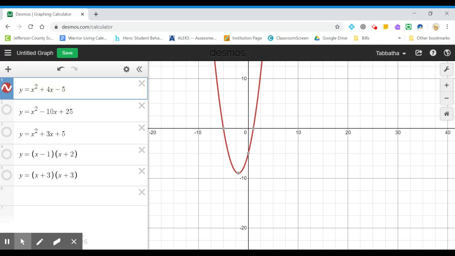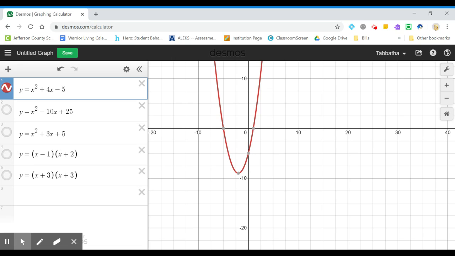When we look for our solutions, we're looking for our x-intercepts. Solutions, x-intercepts, roots, zeros all mean the same thing. So looking at a graph, where does it cross our x-axis here? It crosses at 1 and it crosses at -5. So we have two solutions, x equals 1 and x equals -5.